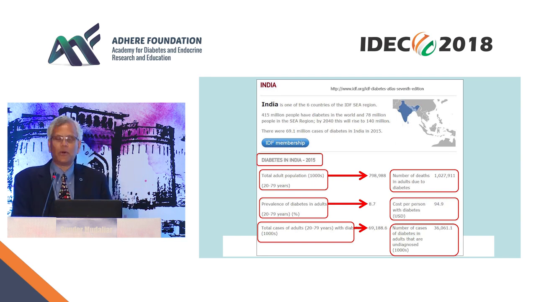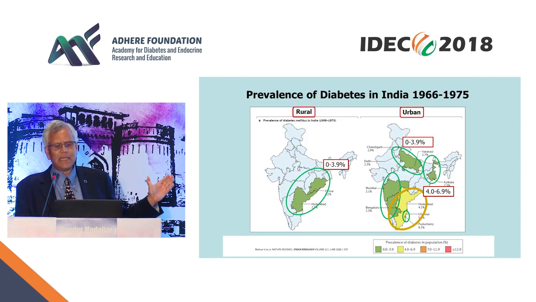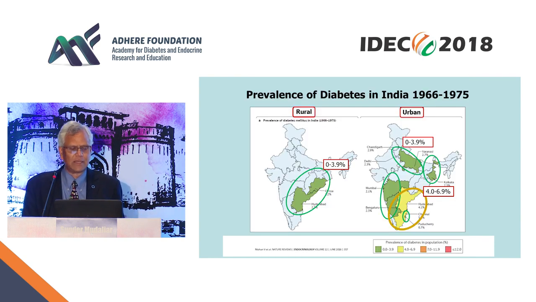This was published by Mohan, and he says the demography of India is changing. If you look at diabetes in the years 1966 to 1971, rural India, what you see in green is about 0.3 to 0.9% in the states, Andhra Pradesh and Odisha. Whereas in the urban areas, there were many more people, and now we see the yellow there, 4% to 6.9%. That was between the years 66 to 1975.